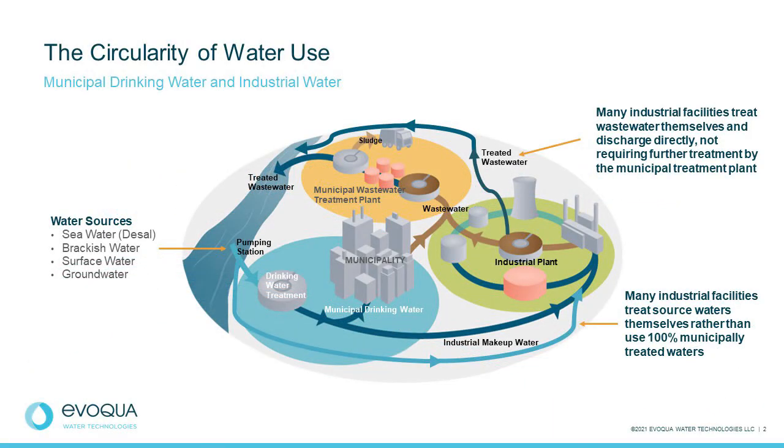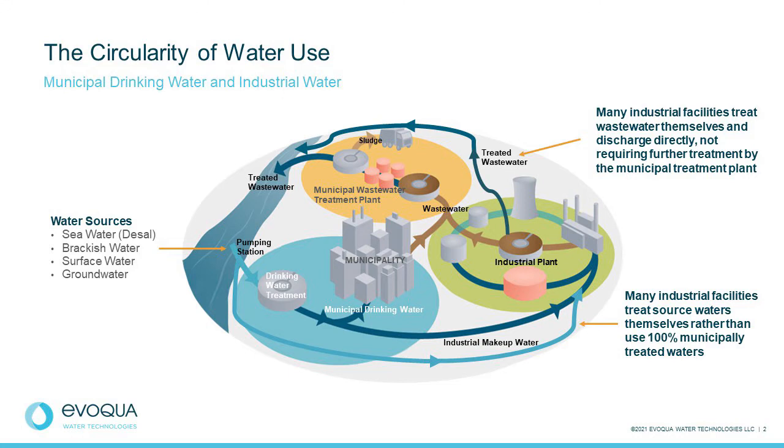Before we begin our discussion on wastewater reuse, it's important to understand the circularity of water use. Water for either market typically can be drawn from a variety of sources. It could be seawater, brackish water sources, such as what's found in estuaries on the coasts, surface waters, such as lakes and rivers, or groundwater, which is usually drawn from wells. These waters typically are initially treated for their specific use, either potable for drinking or as plant water for production needs. Wastewater generated from municipal uses is directed to a municipal treatment facility, which treats the water and discharges it, ready to start the cycle again.